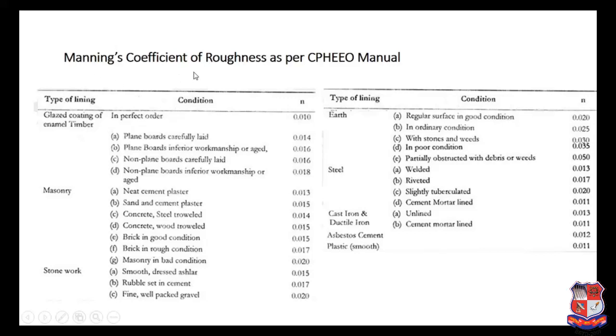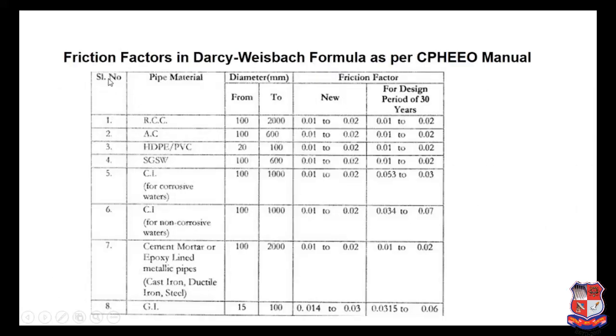These are the Manning's coefficients of roughness as per the CPHEEO manual. So for different types like masonry, stonework, or steel, cast iron, ductile iron pipeline, unlined, and cement mortar lining, what are the N values? This is also given in the CPHEEO manual. And these are the friction factors in Darcy-Weisbach formula as per CPHEEO manual for RCC pipe, AC pipe, CI pipe. And for different diameters, these are the friction factors that we have to consider.